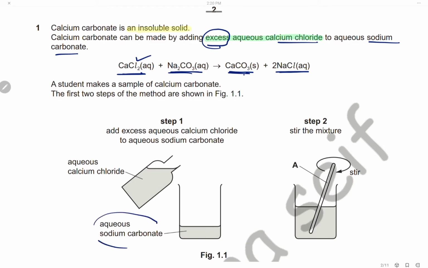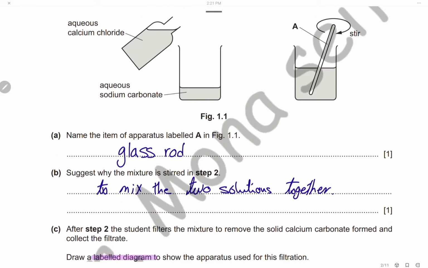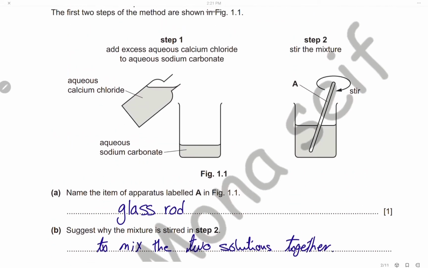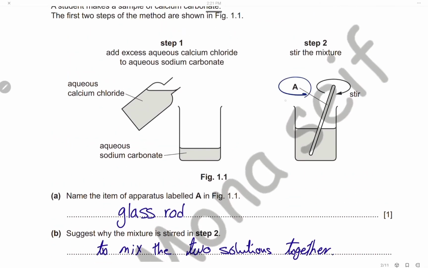First, we will have sodium carbonate in the beaker, and we will add excess aqueous calcium chloride. Then we will mix the two solutions together. First, name the item of apparatus labeled A. As we can see, A is a glass rod. Suggest why the mixture is stirred in step 2. The mixture, of course, is stirred to mix the two solutions together.